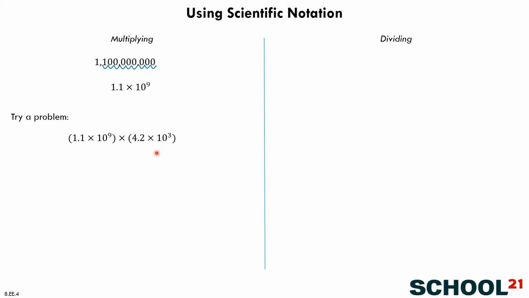All right, so the great thing about this is that you can separate it into parts. You can multiply the 1.1 and the 4.2 by each other. You'll use a calculator for that. And then you can take the 10 to the 9th and the 10 to the 3rd, and you can multiply them. You can do that in your head because you're just adding exponents, right? So you do this in 2 parts.